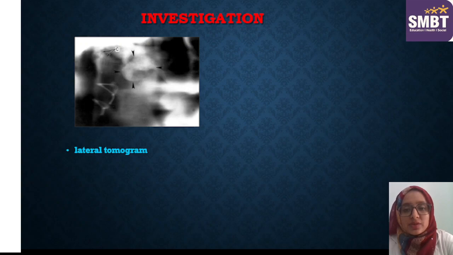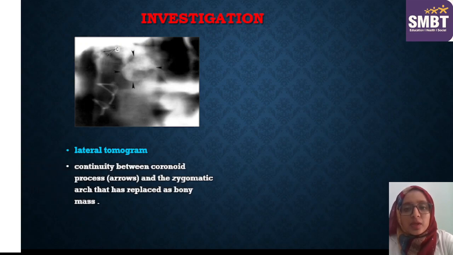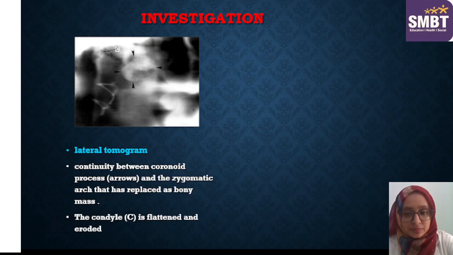This is another investigation. This is a lateral tomogram, which shows the continuity between the coronoid process. Appreciate the arrows and the zygomatic arch that has been replaced by bony mass. This is something of grade 3 ankylotic mass, in which you cannot differentiate between the zygomatic arch and the coronoid, condyle, even the coronoid process. The condyle is flattened and eroded.